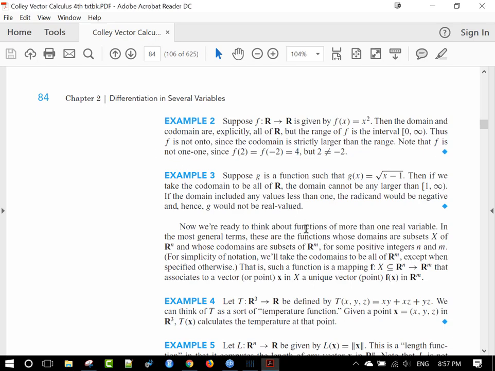Okay, now we're ready to think of functions of more than one real variable. So we can talk about functions from an n-dimensional space getting mapped to vectors. We said in class that when this is more than just R, so if it's R2 or R3 or anything, then we capitalize this.